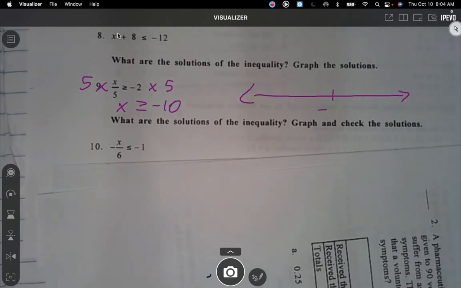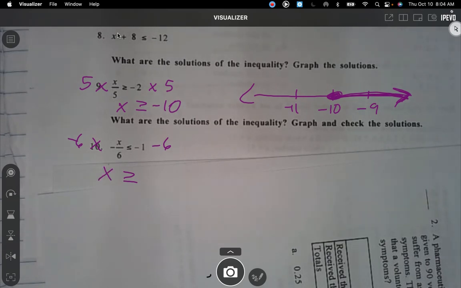So you've got the number negative 10. Open or closed circle? Closed. And greater than is going this way. All right? If it was number 10, I would... yeah, very good. But I'm going to multiply by what? Negative 6. And you're right. You flip it because you multiplied by a negative.